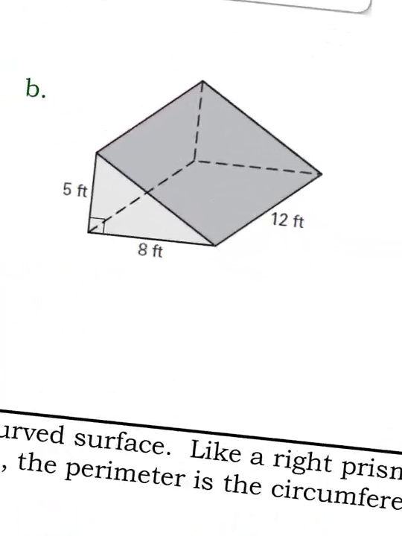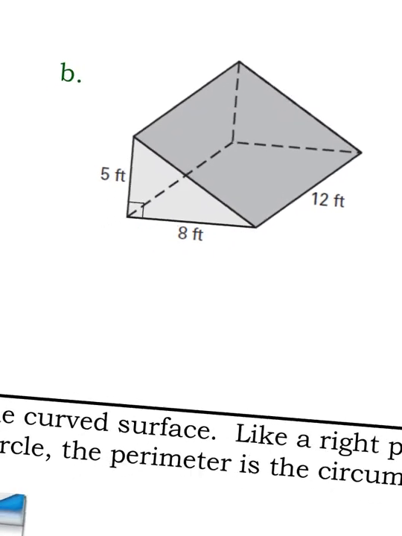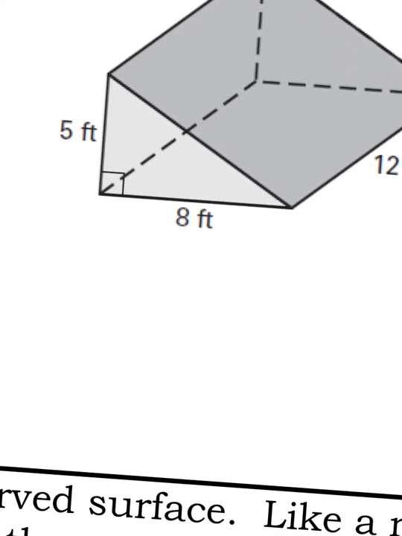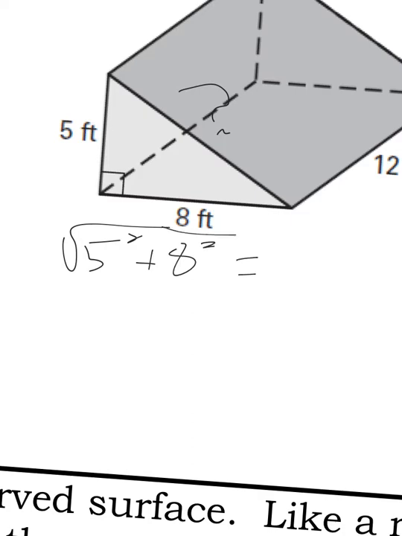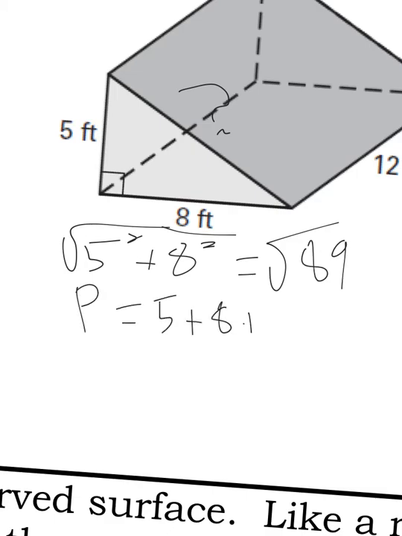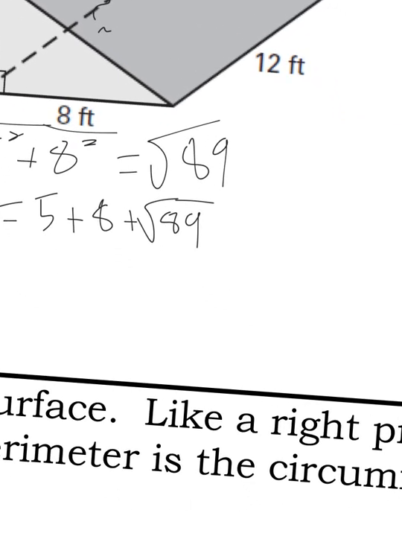Here I have a triangular prism again. So first step is find the perimeter. That means we need to figure out what this side is. So you have to do the Pythagorean Theorem. 5 squared plus 8 squared is the square root of 89. So my perimeter is 5 plus 8 plus the square root of 89. And now is when I'll do my rounding. So I get a perimeter of 22.43 approximately.